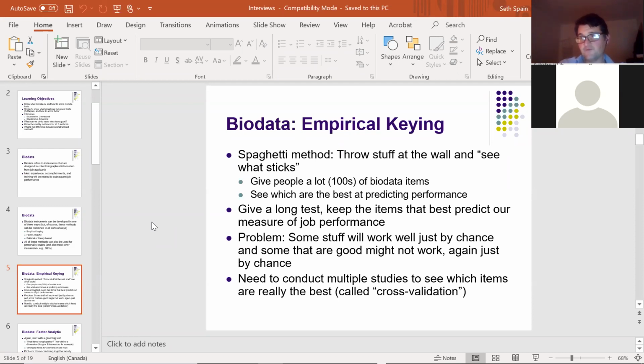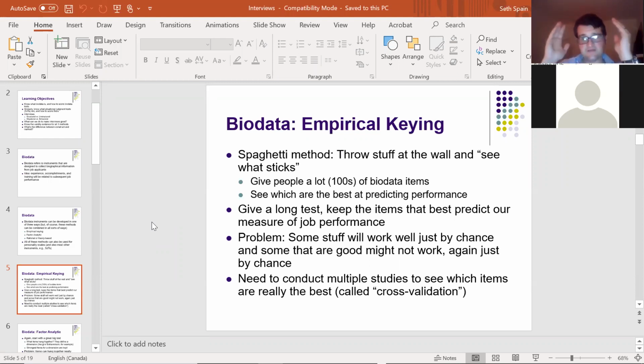The basic idea there is we're just going to take all of those items, and of the people we hired, we're just going to see which items have good predictive validity, which ones correlate well with maybe their 6-month performance review or 1-year annual review rating, something along those lines. And that's all. The ones that are good at predicting performance, we keep. The ones that are not as good, we get rid of.